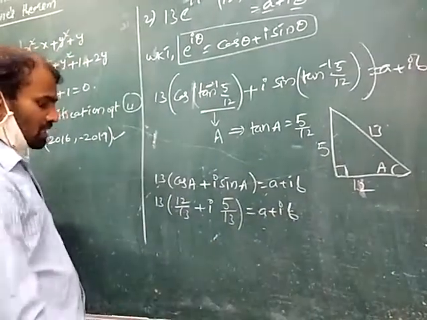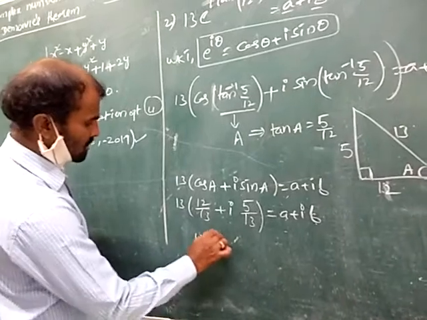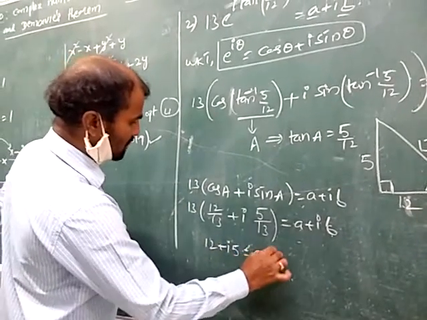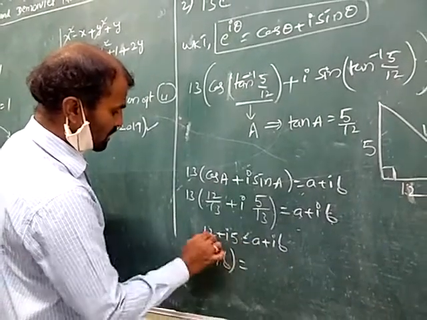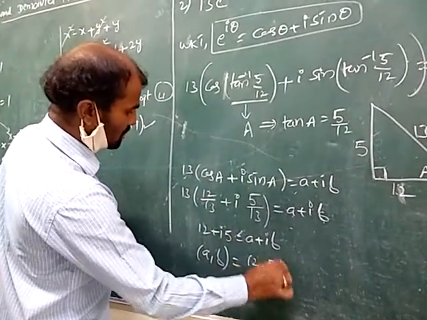So by multiplying, the 13 cancels: 12 plus 5i equal to a plus ib. By equating real and imaginary parts, a comma b equal: the real part is 12 and the imaginary part is 5.